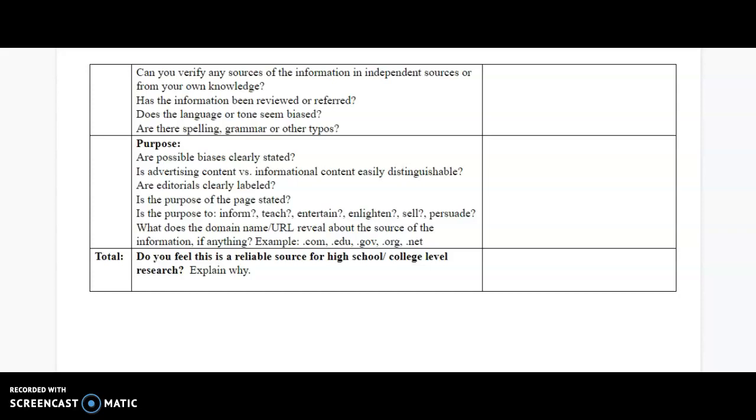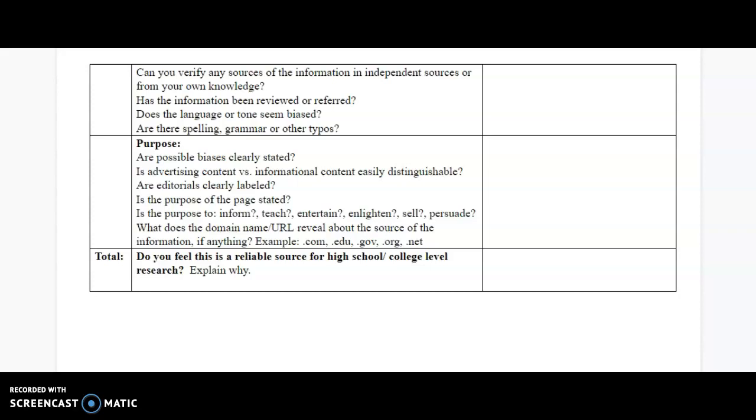And are there any spelling, grammar, or other typos? That kind of gives the clue that this has not been vetted. It's just somebody's personal opinion, because journals go through several layers of review and most of those would have been caught.